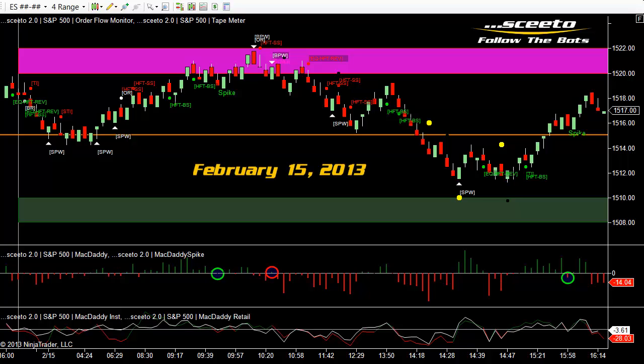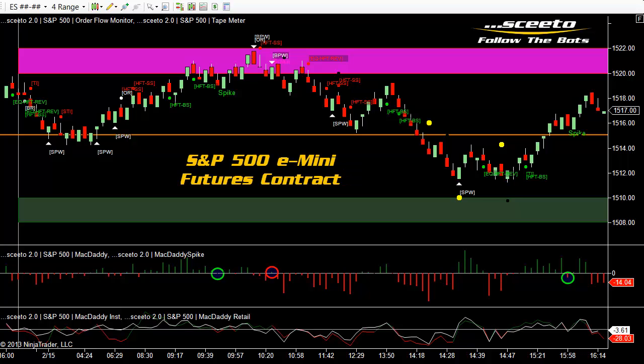Today is Friday, February 15th. You're looking at a 4-tick range bar chart in a forward emini S&P 500 futures contract. Today we're going to do something a little bit differently.